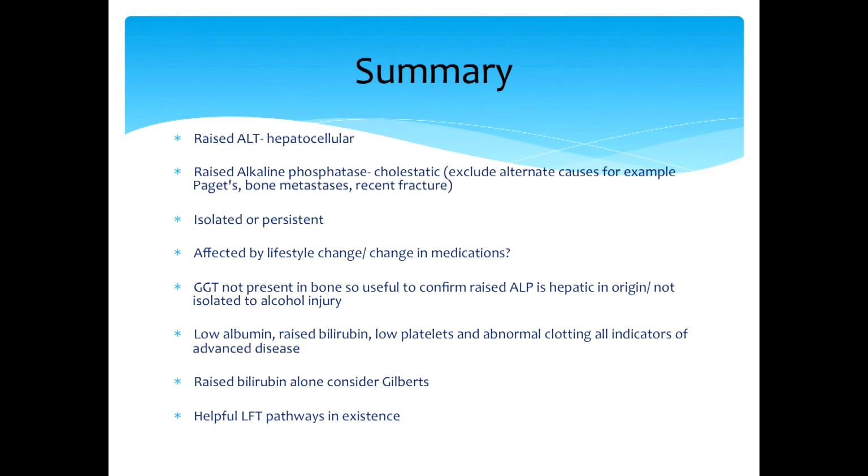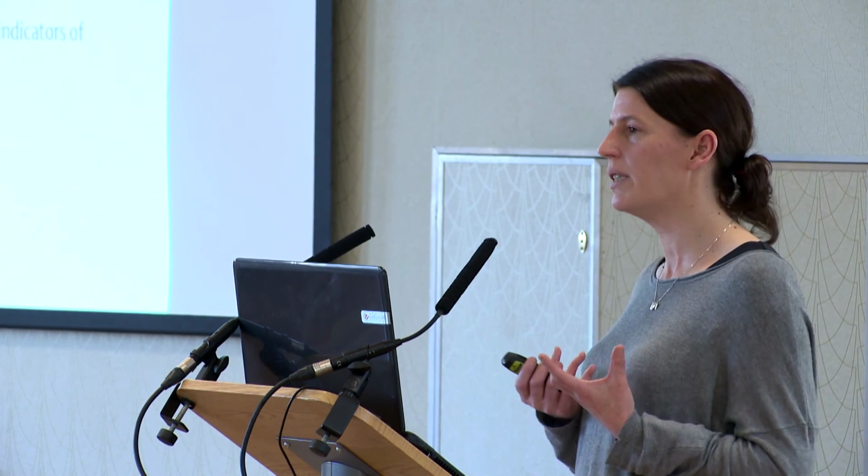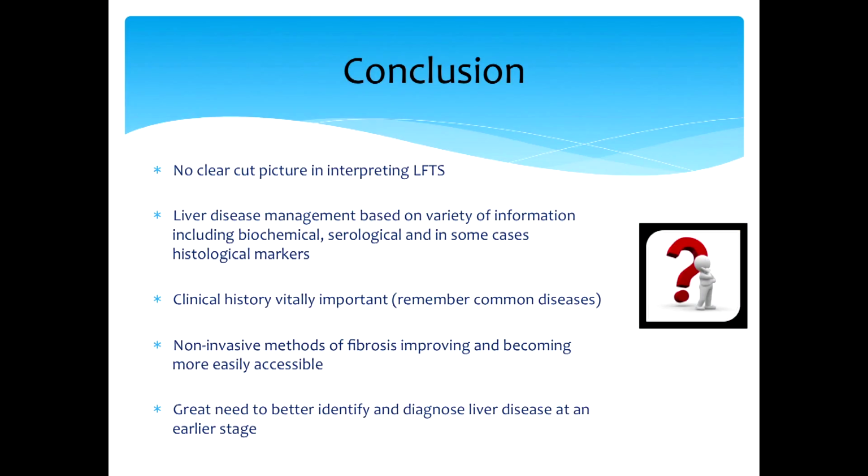With raised bilirubin alone, because this is another thing people often refer with, just an isolated bilirubin, Gilbert's is a very common cause. It affects a lot of people. You just have less of an ability to clear bilirubin, or bile, from the system. And there are very helpful liver function test pathways in existence. It just tidies things up a bit and lets people who aren't specialising in liver disease know which way to go and which way to investigate abnormal liver function tests.